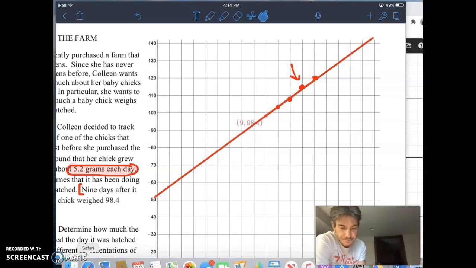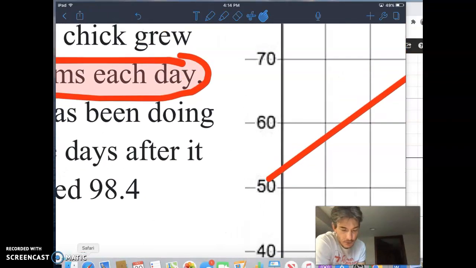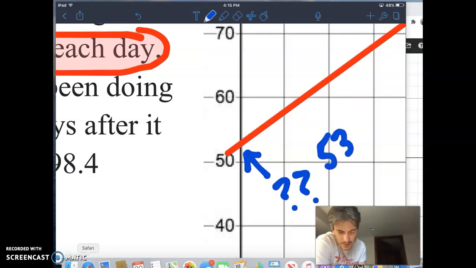So check this out. All right, if our job is to estimate the birth weight of that chick, I'm going to go back here and I want to try to find the y-intercept. Now, if you are like me, you're looking at this thing and you're going, oh man, there is no way I can know exactly what that is. So I'm looking at that and I've got some question marks. All right, what do you think that is? Maybe 53 grams? Right? Maybe that's 53 grams. I'm not sure what that y-intercept is.